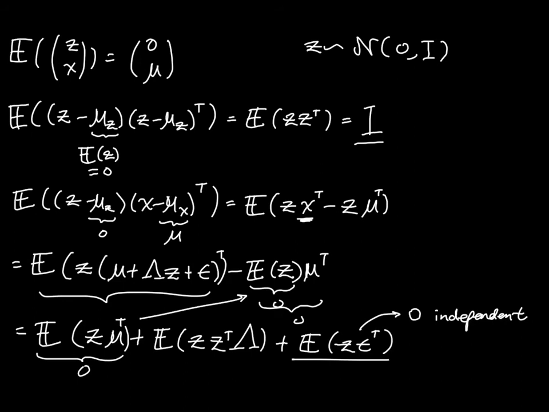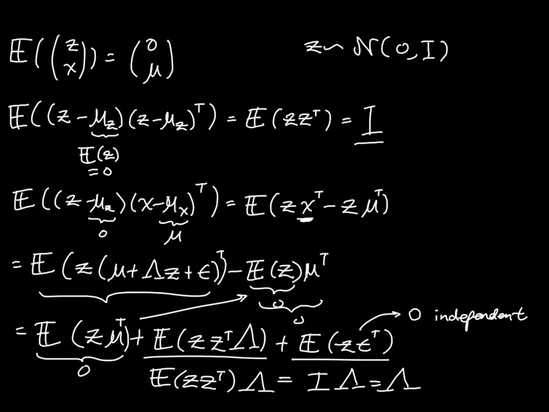Now, we have this, right? And remember, we said we could do this, right? And this is equal to I times lambda, which is equal to lambda, because I is just like 1 times lambda, so that's lambda. So we got lambda here, right?